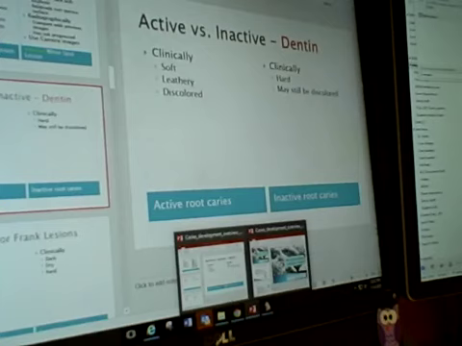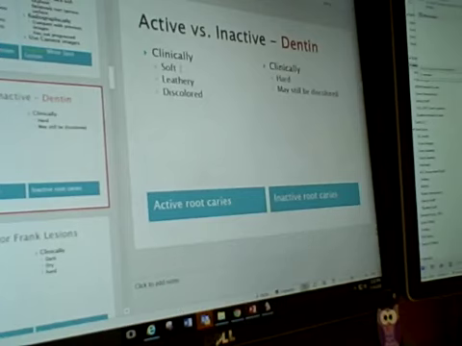Clinically, in the inactive, it's going to be hard. We're going to notice a discoloration, and a discoloration doesn't mean that it's a cavity. It doesn't mean that it's an active carious lesion. Clinically, if it's active, it's going to feel a little soft. It's going to be a little leathery, like you could almost scale some of it off, and it's going to be a little more discolored. Might be even towards the brown stage. Active root caries versus inactive root caries, that's the area where it would be on the root surface, on the area that's below the CEJ, the cemento enamel junction.